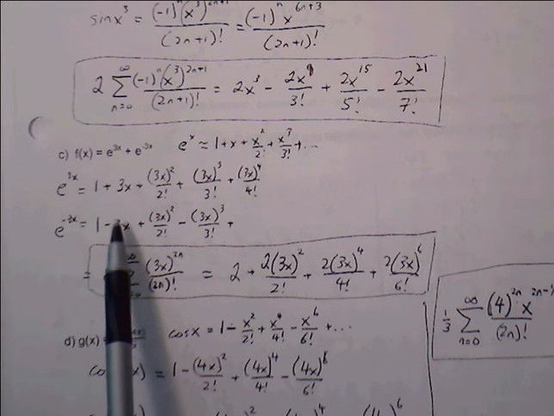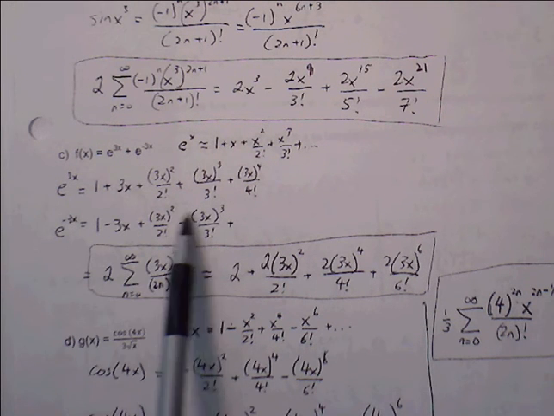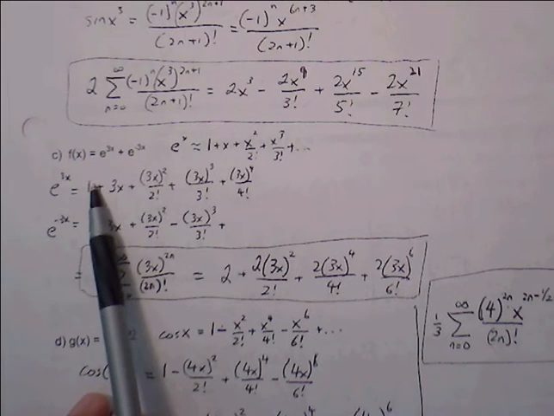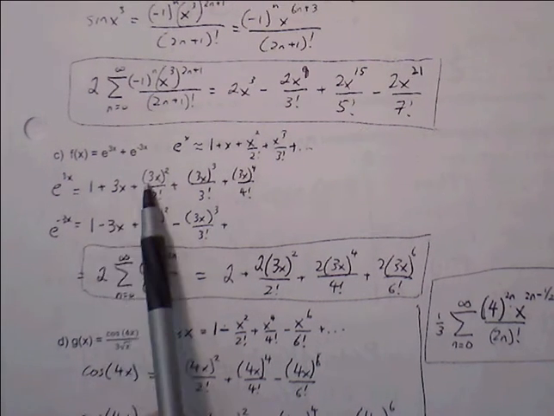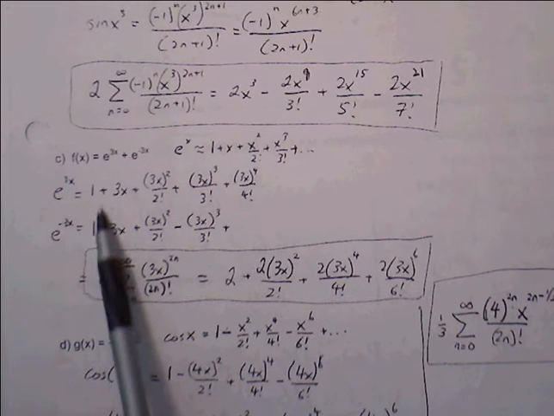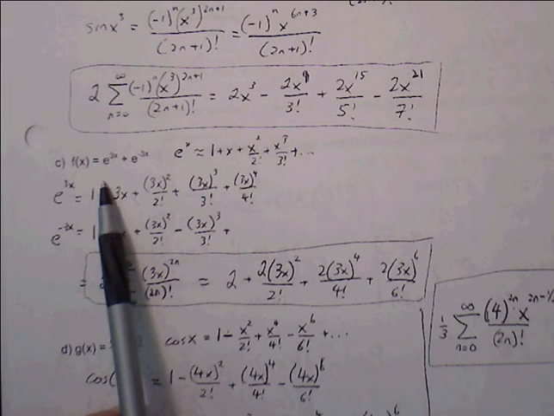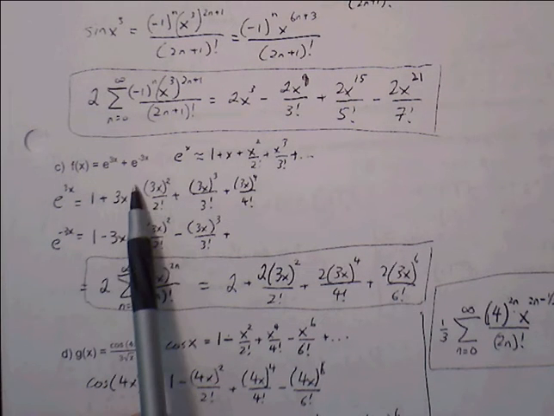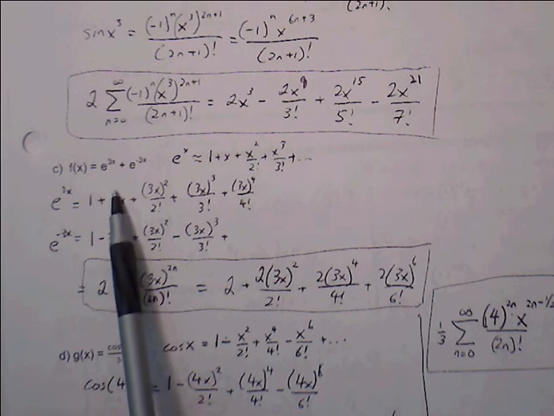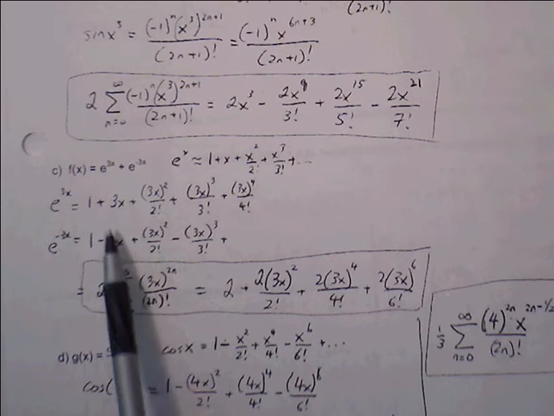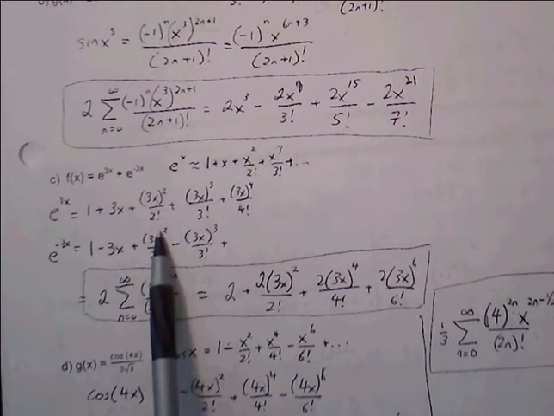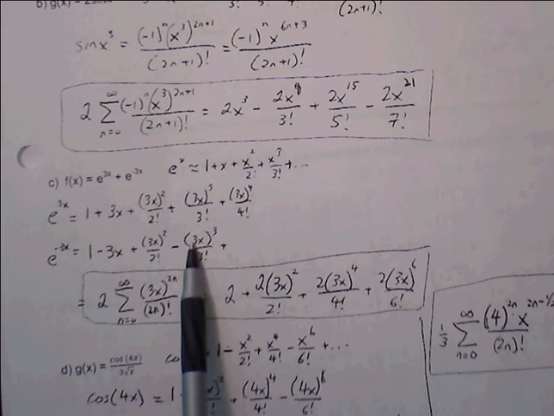For e to the negative 3x, I can replace every x we see with negative 3x. And then notice that if I'm trying to add these 2 series together, every other term will just nicely cancel out. Either the terms will double or they're going to cancel out. So the first term will double, the second term will cancel out because we have 3x minus 3x. The third term will double because we have the same two terms added together. The fourth term will cancel out.